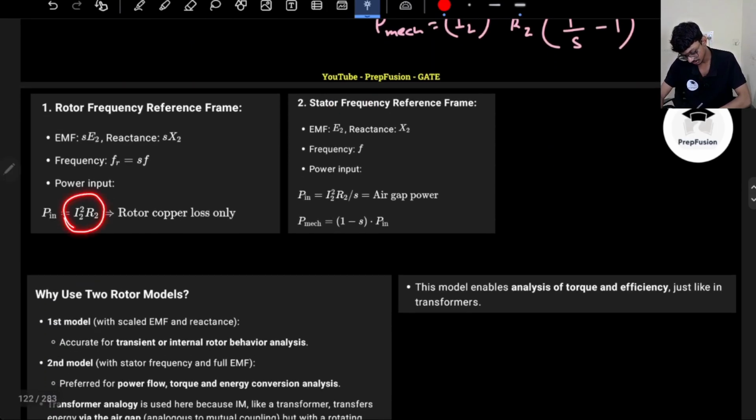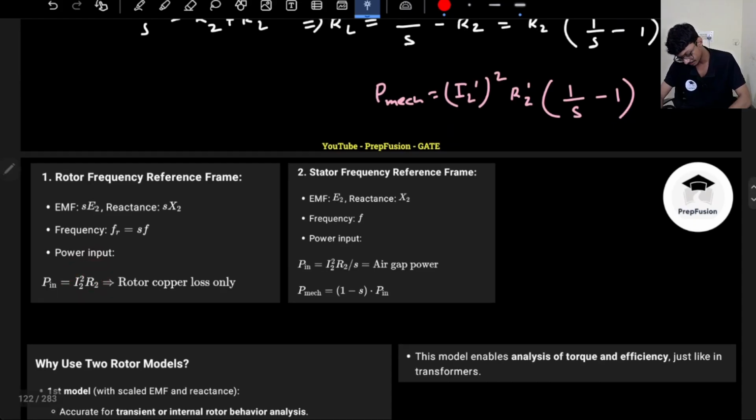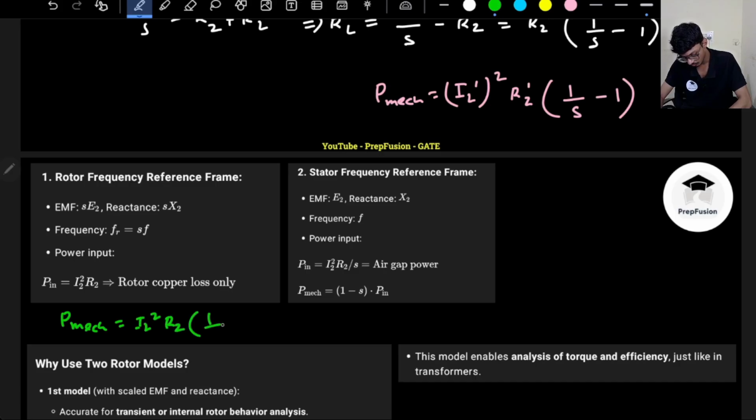This is the power input, and this is only the rotor copper loss. And what is the mechanical power output? The mechanical power output, P mechanical, was I2 whole square into R2 into (1 by S minus 1), right? This was the mechanical power.